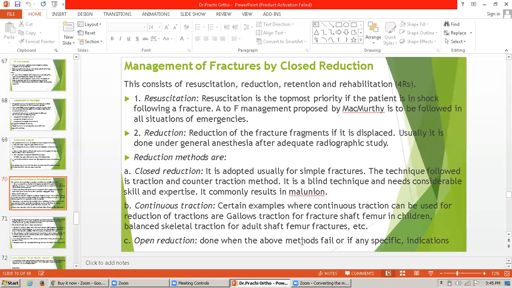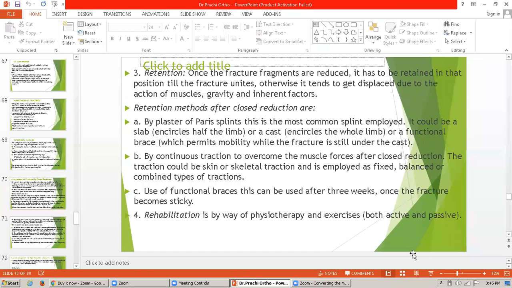So open reduction is done when the above methods fail, or if there is any specific indication. When the closed reduction has failed, then the open reduction method is useful. So, indications.